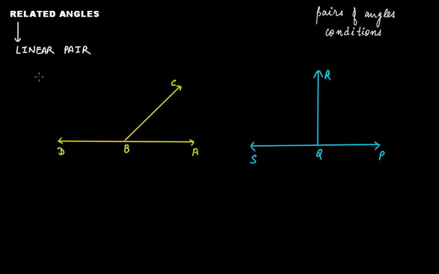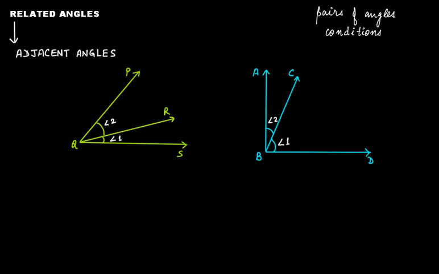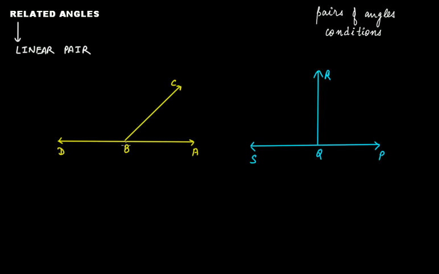This is a special kind of adjacent angles where one non-common arm is exactly the opposite ray of the other one, right? In the earlier case, the non-common arms were not exactly in the opposite direction, but in this case, it is in the opposite direction, right? So, in this case, BC is a common arm, and in this one, QR is the common arm, where QP and QS are non-common arms, and they are in exactly opposite directions.